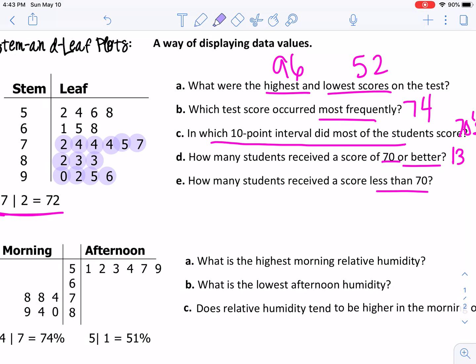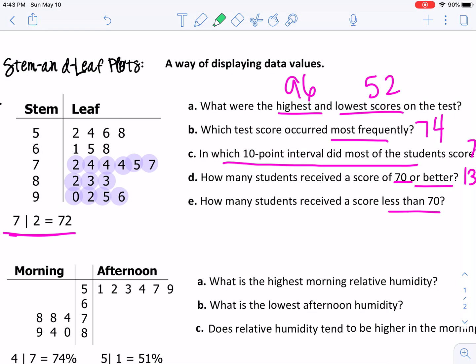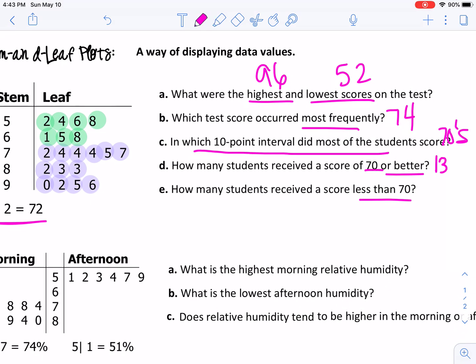How many students received a score of less than 70? Now, that does not include 70. So I'm going to change colors here. And just 1, 2, 3, 4, 5, 6, 7. Count them out. And I have 7 students received a score less than 70.